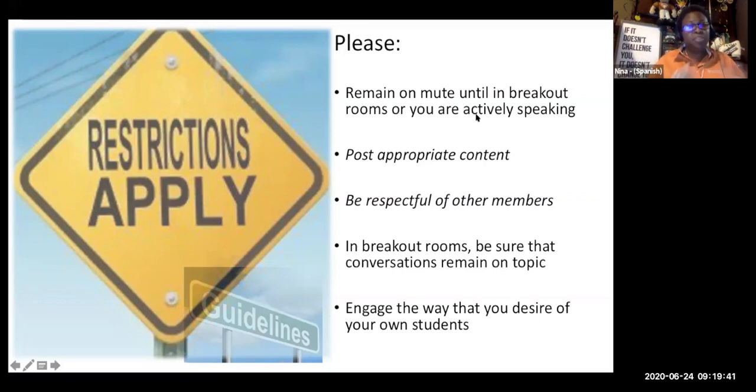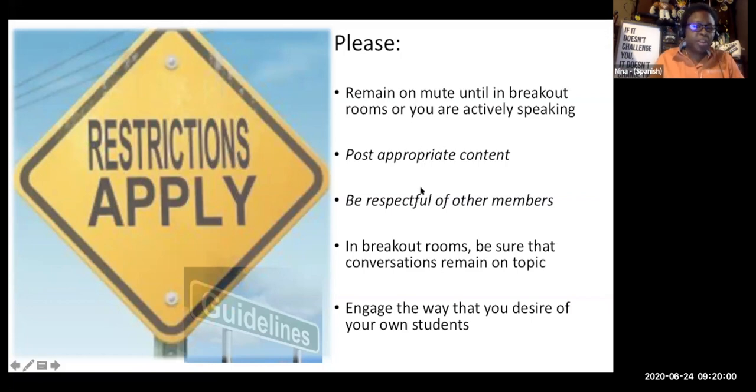But when you get into your breakout, when you're with your partner, if you wouldn't mind turning on your camera, if it's possible and you won't lose connection, so that they can see your face and it's personal and they can see your mouth, because that's important when speaking. And also unmute when you're in that room.